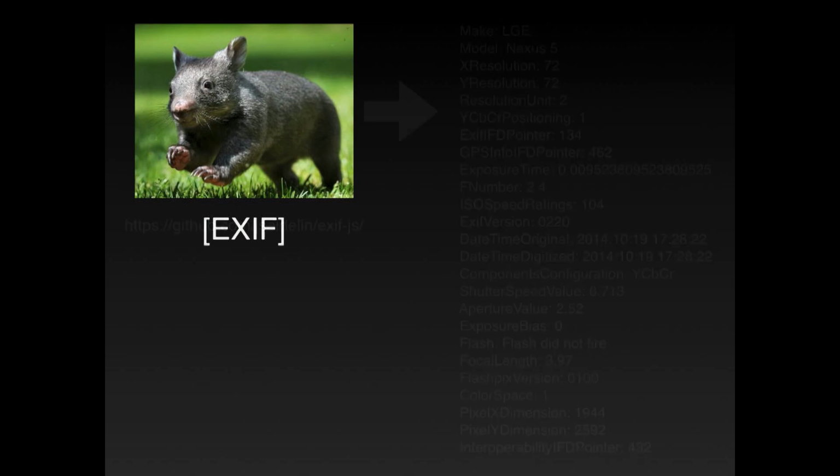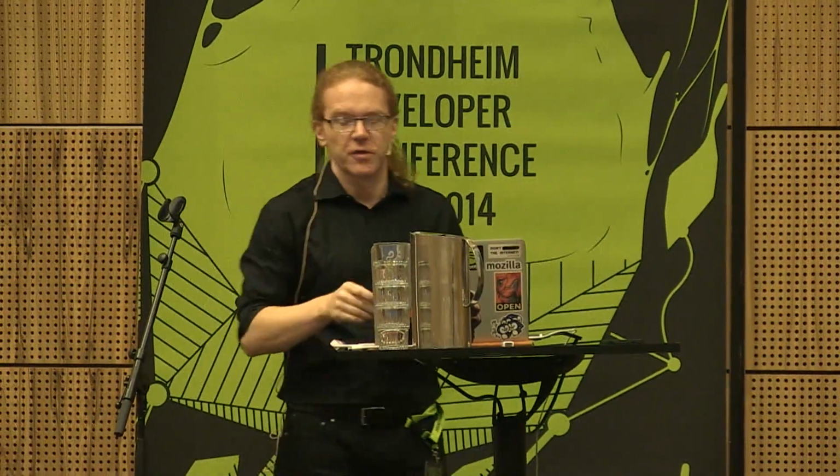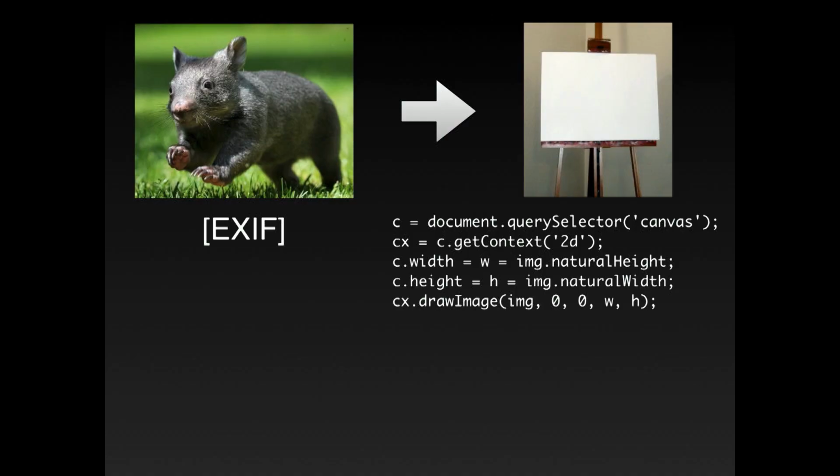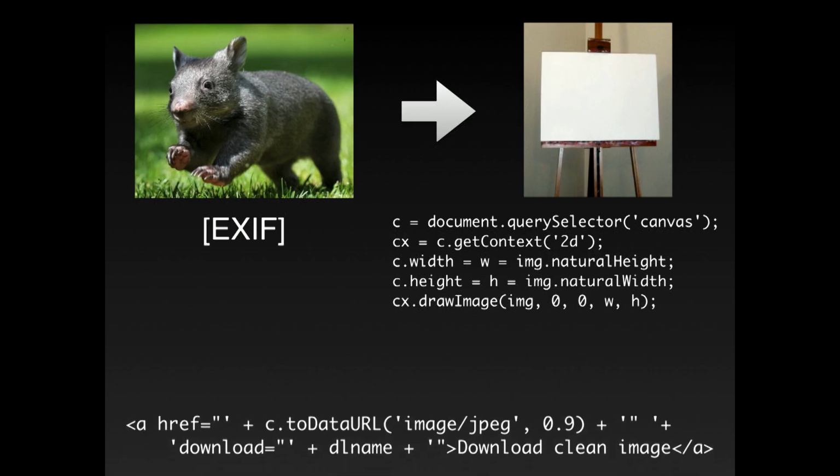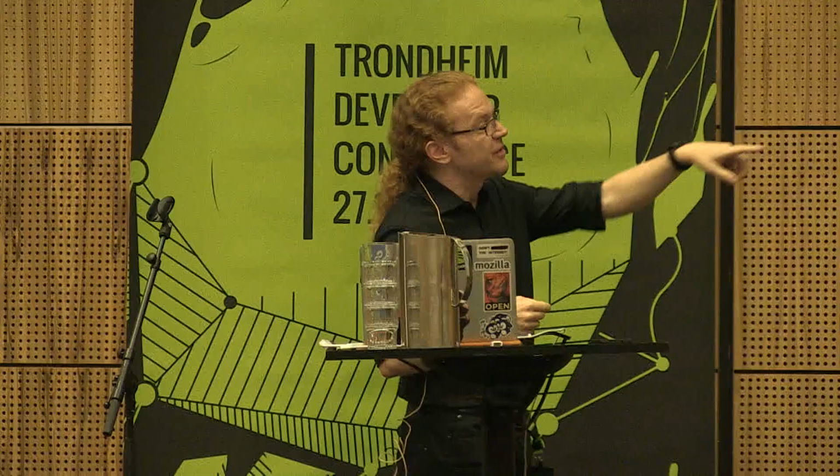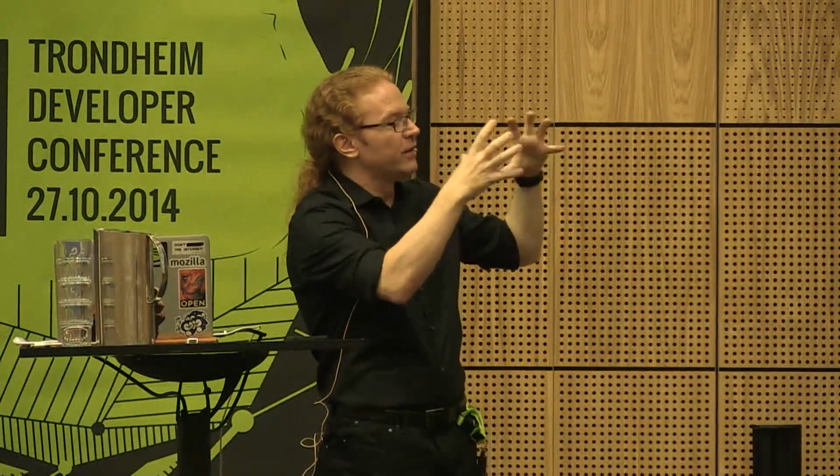What I then did is basically take this EXIF data and take the image and put it on an HTML5 canvas. This is all that I had to do. Document query selector canvas, get context 2D, get the image of the natural height and natural width of the image, draw the image onto the canvas, and to get it back out of the canvas without the EXIF data, all I needed to do was create a link that says canvas to data URL, image JPEG 0.9. That means it takes the data, the pixel array of the canvas, and it packs it up as a JPEG with 0.9 quality. Like 1 is full quality, 0 is 0 quality. So that's a very simple way to create a JPEG file from a canvas.